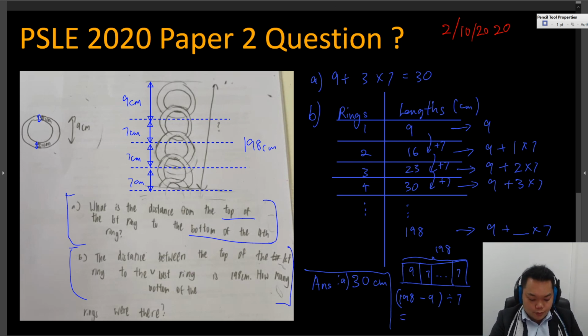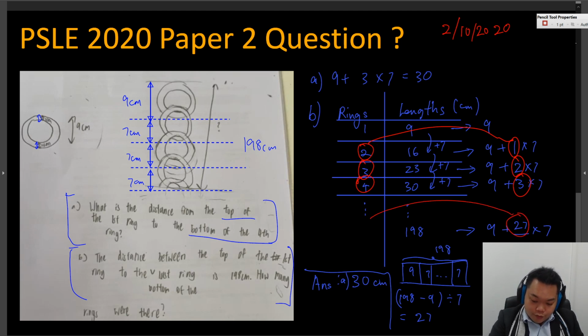So this would give you 27. But is 27 the answer? No. Okay, look at how the number of 7s are related to the number of rings that you have. The number of 7s you have is always 1 less than the number of rings. So to find out the number of rings, we have to add 1 back to this. So 27 plus 1 gives you 28. And that settles part B.